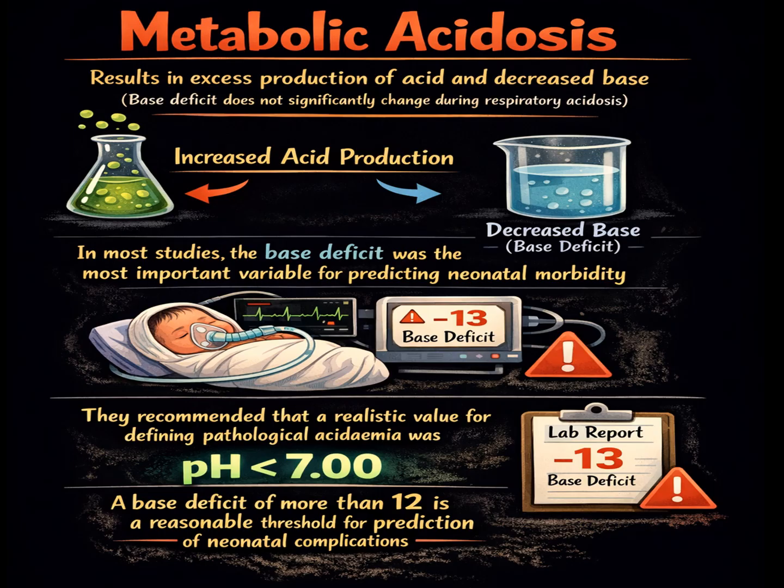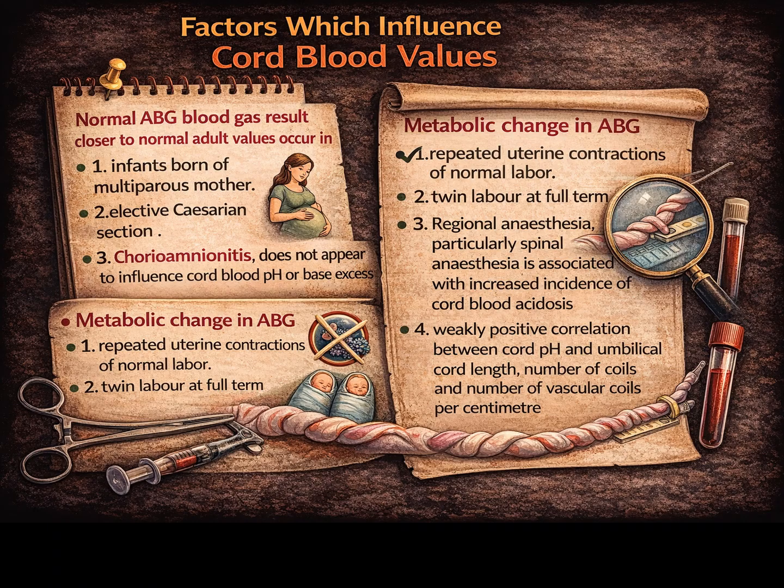We are talking about the base deficit. Metabolic acidosis results in excessive production of acid and decrease in the base. The base deficit doesn't significantly change during respiratory acidosis, and most of the studies mentioned that the base deficit was the most important variable for predicting neonatal morbidity. The recommendation is that the realistic value for defining pathological acidemia is a pH equal to 7, where a base deficit of more than 12 is a reasonable threshold for the prediction of a neonatal complication.